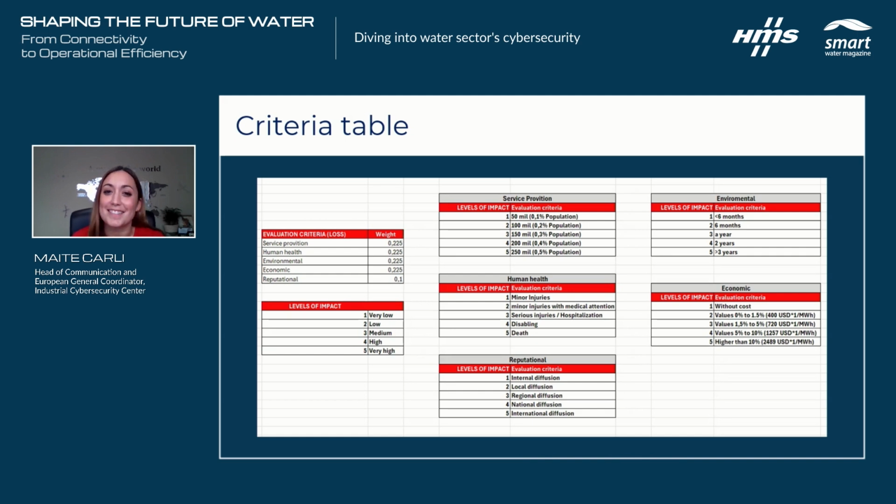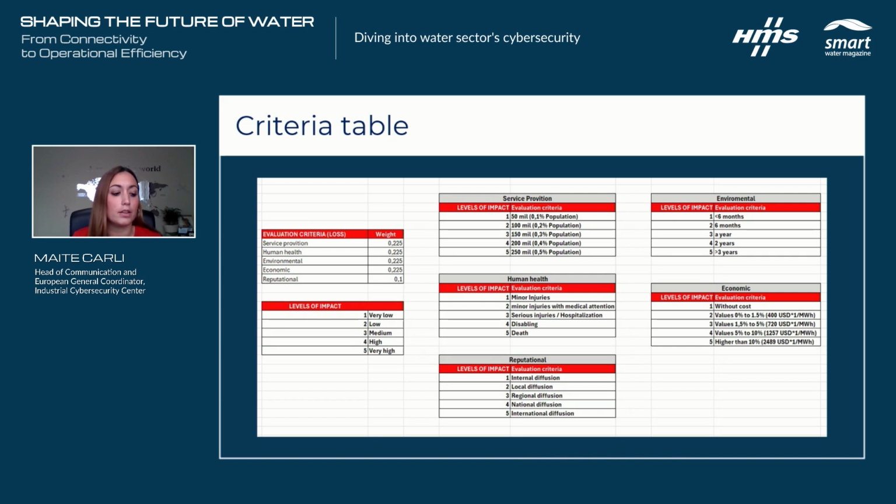You might not think the same way, but our experts thought that all these aspects should be taken into consideration. That was the evaluation criteria, and also the levels of impact, 1 being very low and 5 very high. So on these, you can see more or less what the criteria table was for all of them. In human health, we have 1 being minor injuries, but also death is considered.